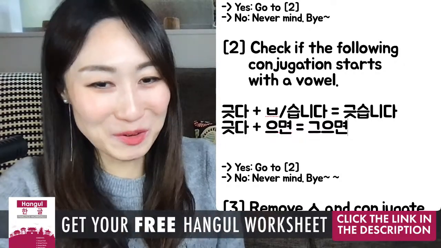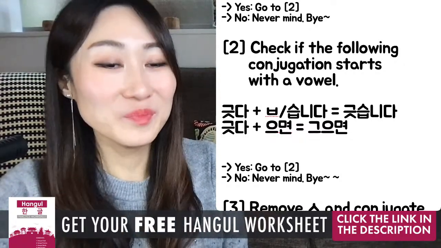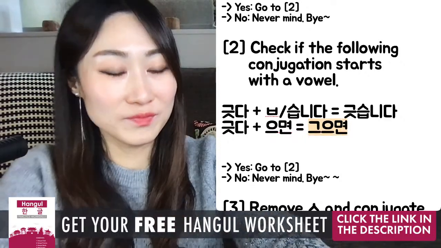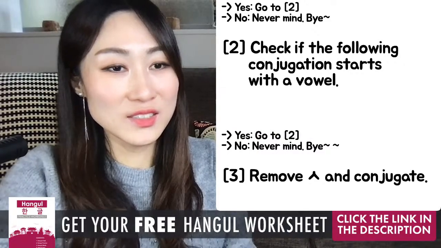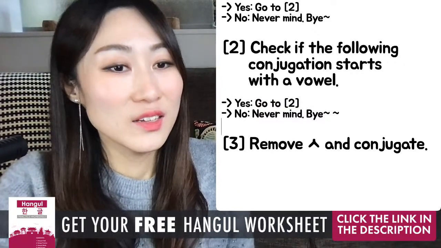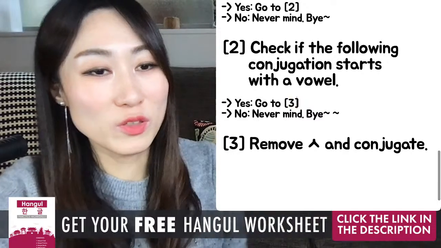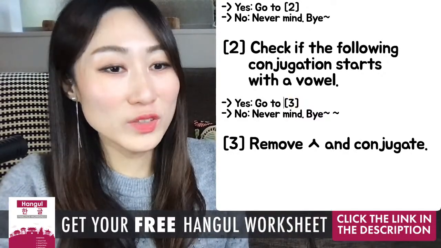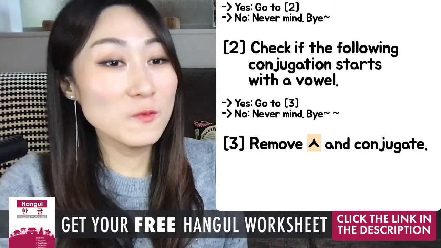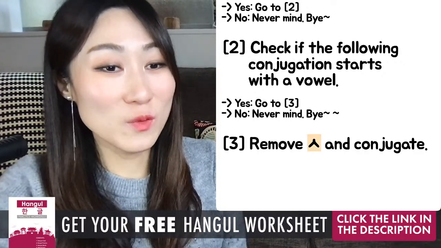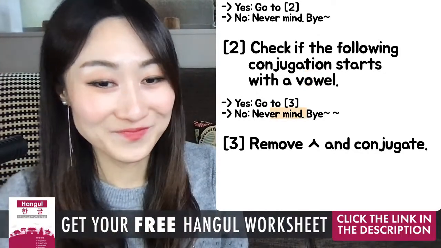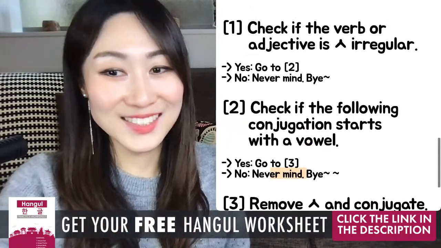Anyway, let's go back to our lesson. Please see if the conjugation starts with a vowel. If the conjugation starts with a vowel, then you remove ㅅ. If the conjugation doesn't start with a vowel, then never mind, bye. I'll use the regular grammar rule. So does it make sense?